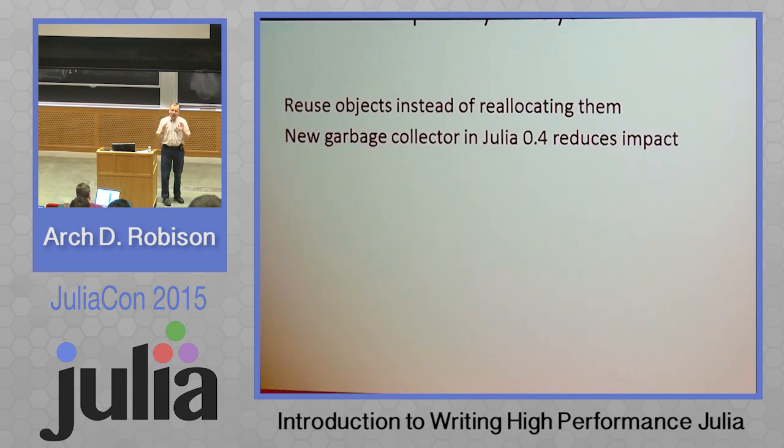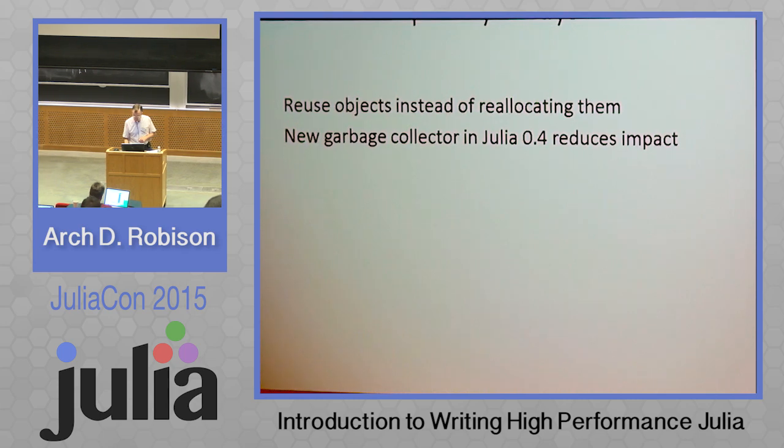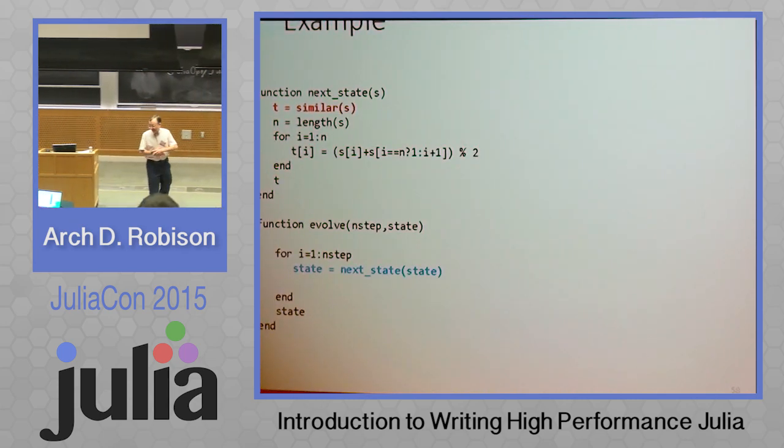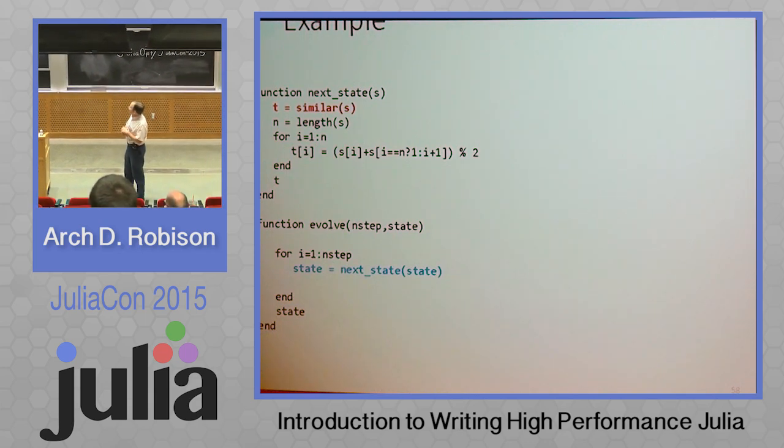Now the new garbage collector in Julia 0.4 greatly reduces the impact of this optimization. It's almost kind of disappointing. I tried an example, reused an array, and, oh yeah, it was a big impact with Julia 0.3, and now it's greatly shrunk. So here's an example. I dumbed down a life simulation enough to fit it on a slide.